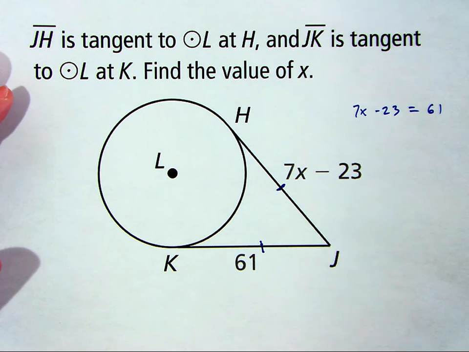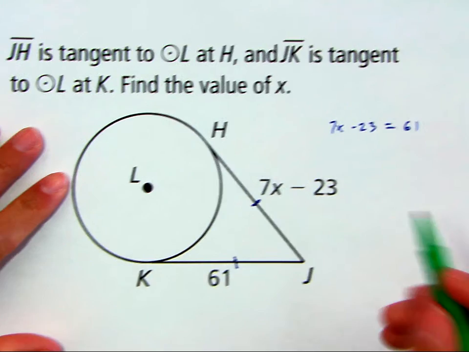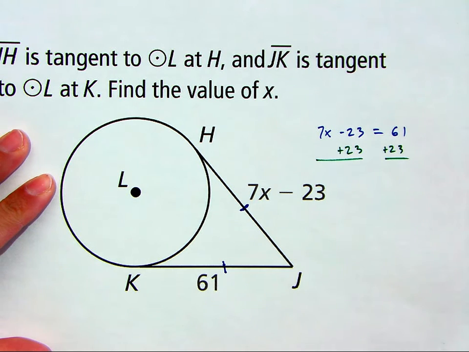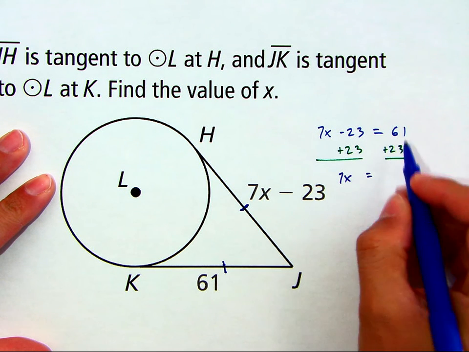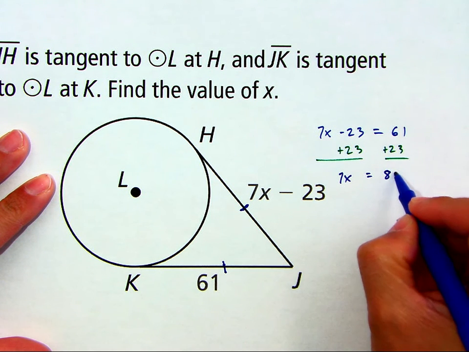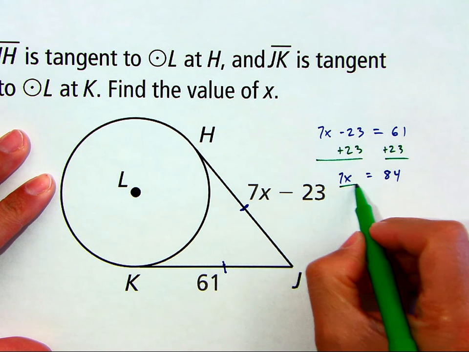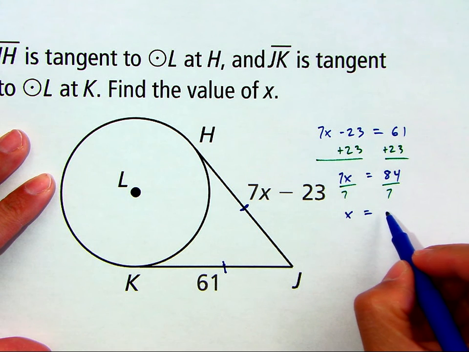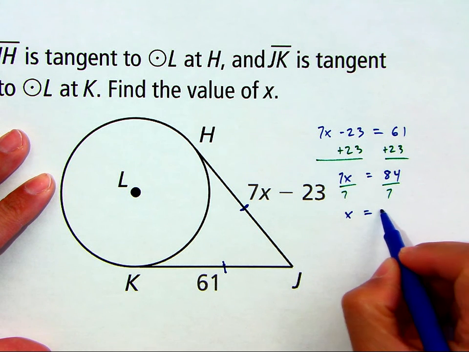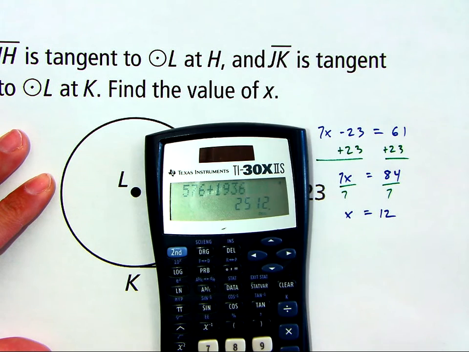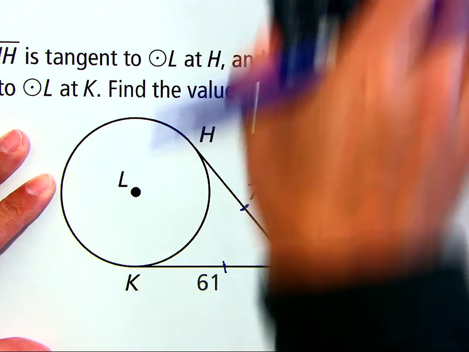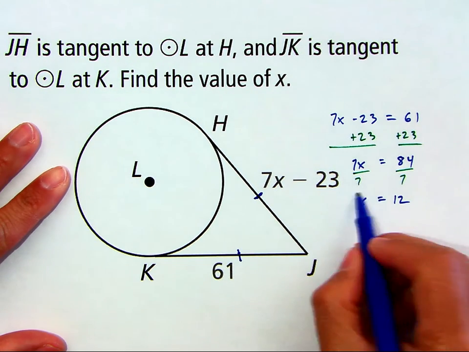Let's go ahead and add 23 to both sides. I'm just doing algebra now. So now we've got 7x is equal to 84. Then we'll divide both sides by 7. So x is equal to, 70 and 14 would be 84, so that's 12. All right, let's just double check our math. 84 divided by 7, yeah, it's 12. All right, so there you have it.